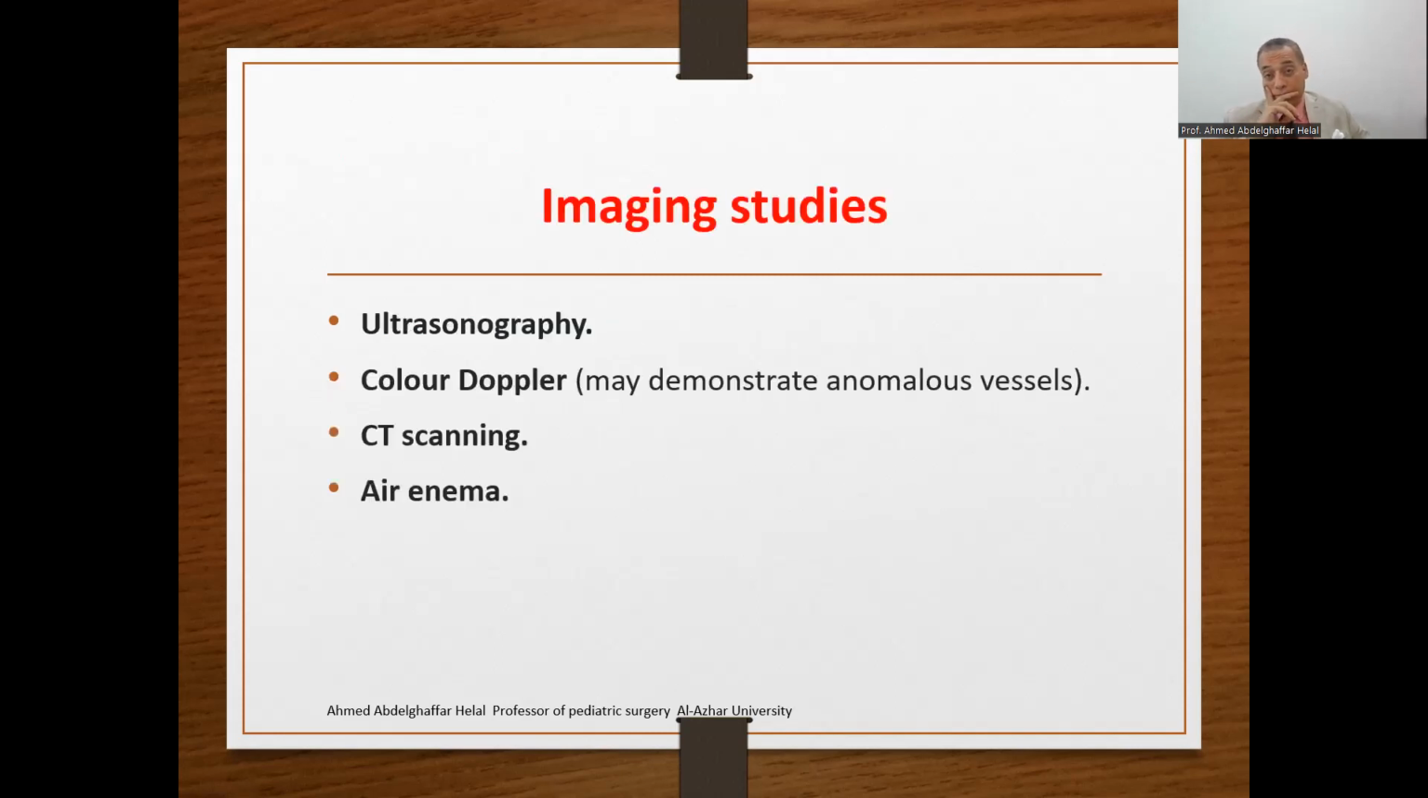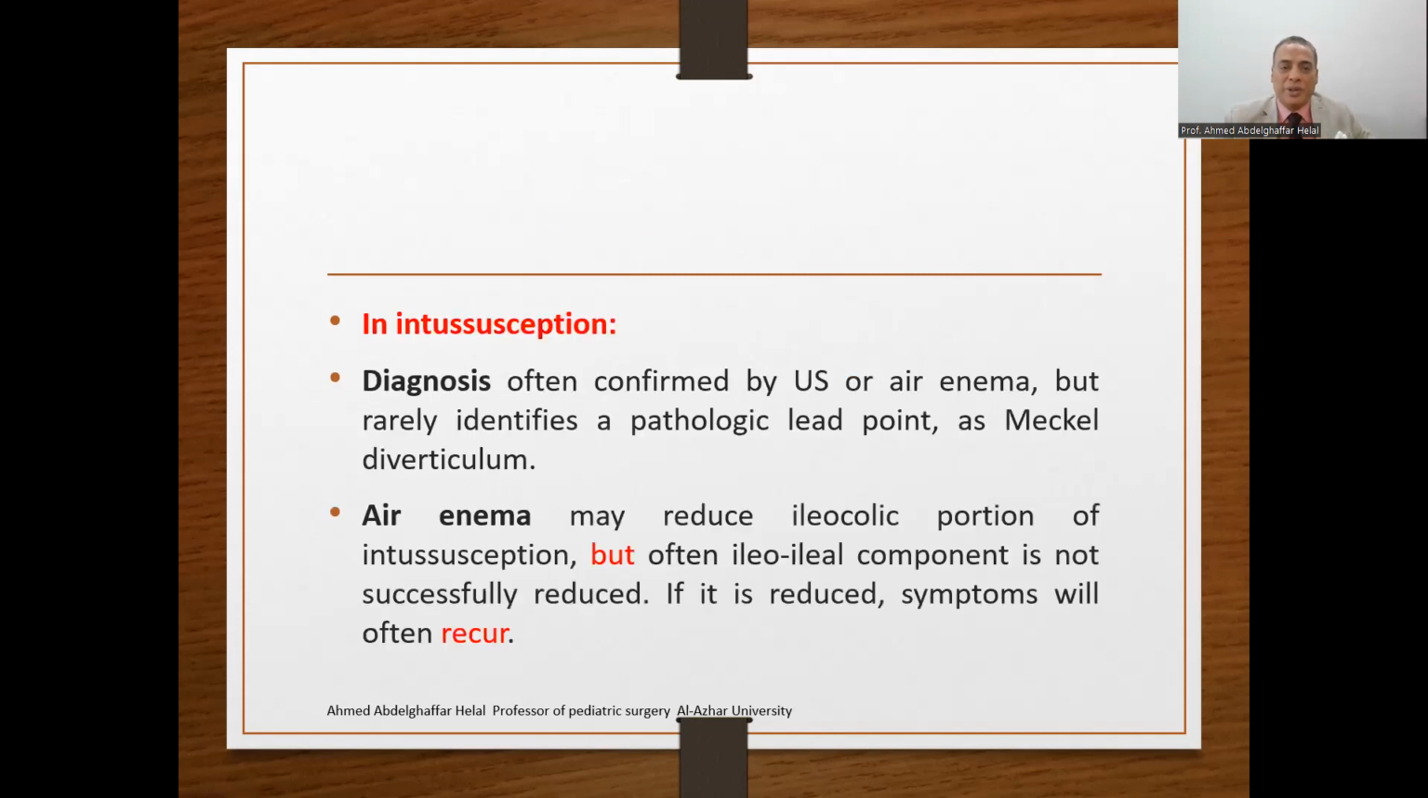Imaging studies. We can use ultrasound. We can use color Doppler to demonstrate anomalous vessels, mesodiverticular artery. We can use CT or air enema. However, if the clinical suspicion is of a bowel obstruction, for the safety of the child, and if this investigation may lead to loss of time, you can go to diagnostic laparoscopy to diagnose the case and proceed accordingly.